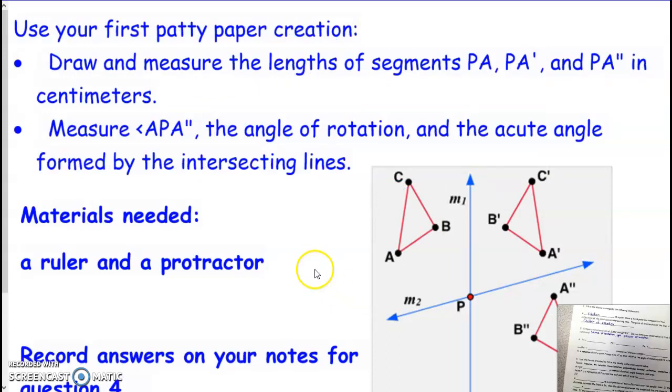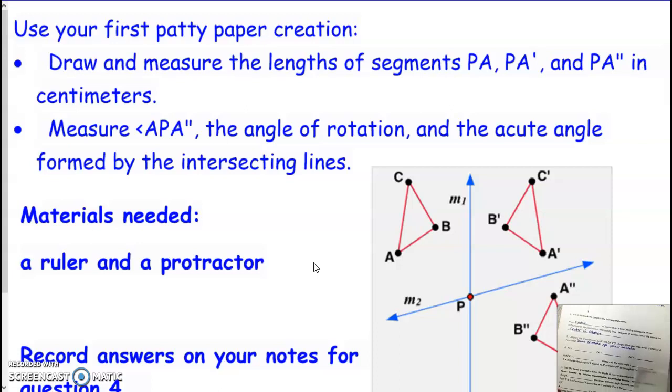Okay, so now let's do some measurements. So in your notes, you'll see that they want you to connect these segments, so PA, PA prime, and PA double prime, and then we want to measure those. And you can use inches or centimeters. I would suggest using the centimeters just because you can get a more precise answer. All right, so find your piece of patty paper.